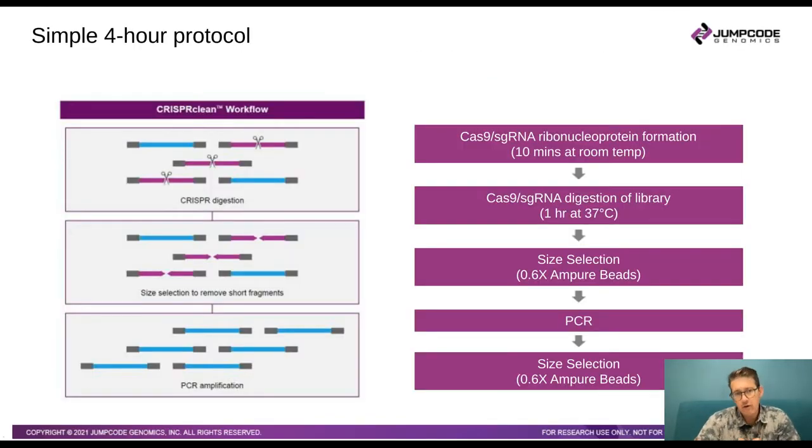And so this is how CRISPR-Clean works. Ultimately, we use Cas9 and guide RNAs. We design guide RNAs to target the areas of the genome or the transcriptome that we don't want to end up taking up real estate on the flow cell or the sequencing machine.